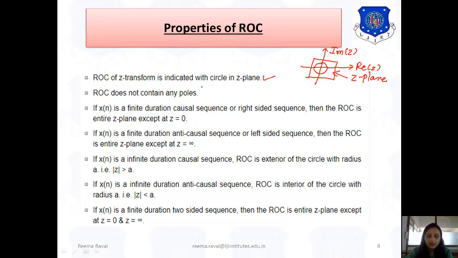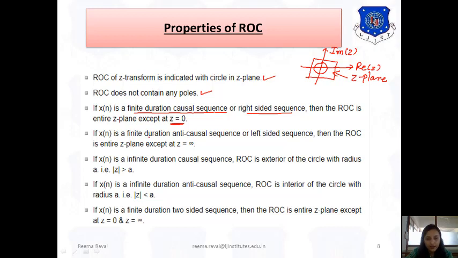Okay. Second, ROC does not contain any poles. That means ROC may contain zeros, but it does not contain any poles. Okay. The next property is, if X of n is a finite duration causal sequence or right-sided sequence, then the ROC is the entire Z plane except Z equals 0. Okay, that means if the finite duration sequence is a right-sided sequence, then the ROC is the entire Z plane except Z equals 0, right?